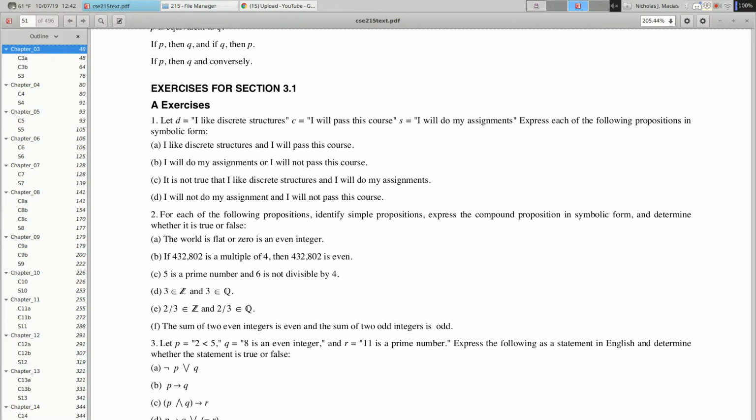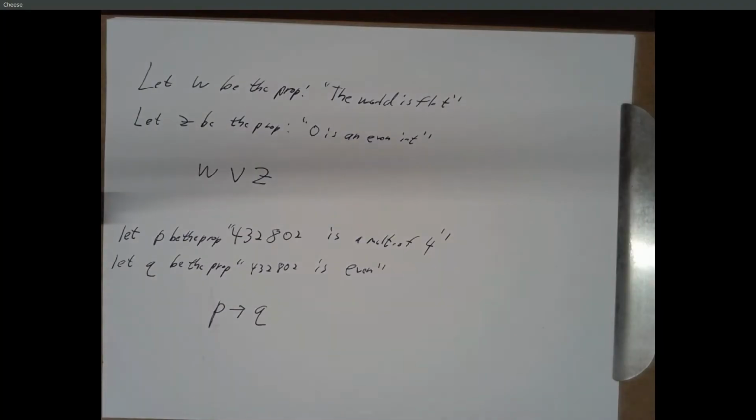And then determine whether it is true or false. So the world is flat or 0 is an even integer. Well, that's true because the second statement is true. And if one piece of an or is true, then the whole thing is true. If this thing is a multiple of 4, then this thing is even. Is that true or false? Question 2b. True. Why is that true?